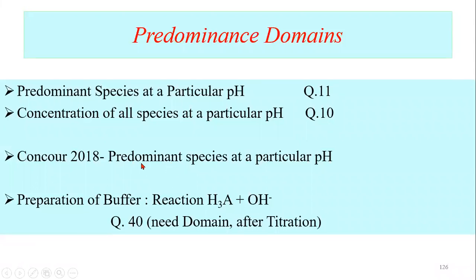2018, which looks at predominant species. And then number 40, which I said I will solve for, that's for the preparation of buffers. And that's using a triacid reacting with OH minus to get a buffer of a particular pH.